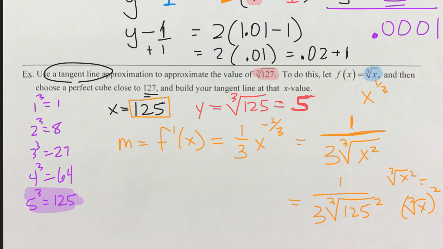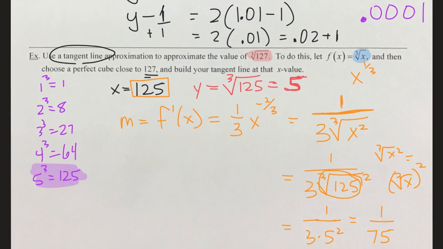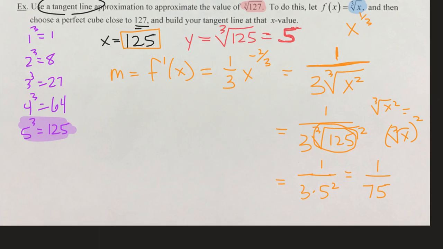Okay, that I can do, right? Because I know what the cube root of 125 is. The cube root of 125 is 5. I know what 5 squared is. That's 25. So 25 times 3 is 75. So that's the slope of my tangent line when x equals 125: 1 over 75.